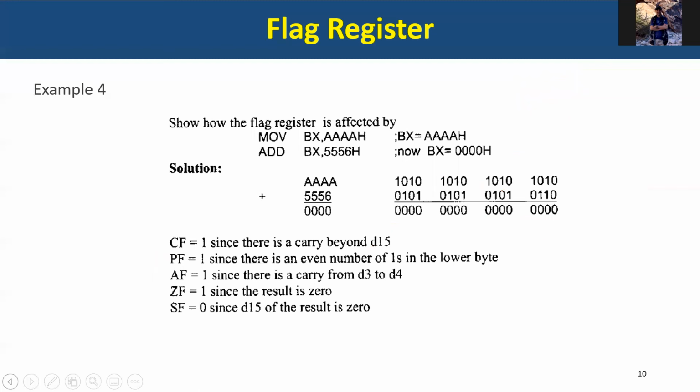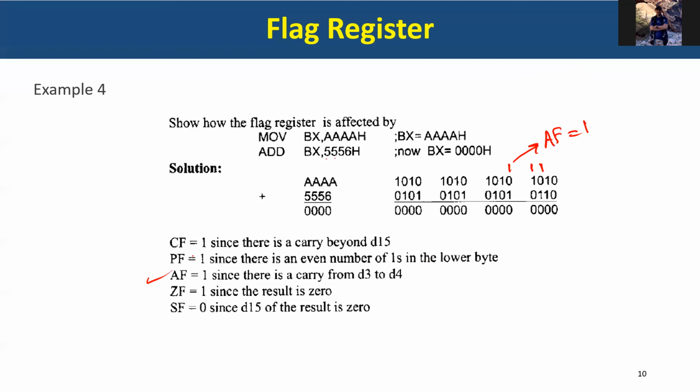Let's take another example. We're going to add 4AA5 and 5556. So 0 plus 0 is 0. 1 plus 1 is 0, and we have a carry of 1. 1 plus 1 is 0, and we have a carry of 1. 1 plus 1 is 0, and we have a carry of 1. Before you continue, the auxiliary flag is 1.